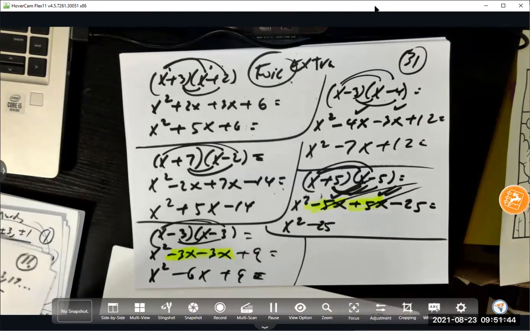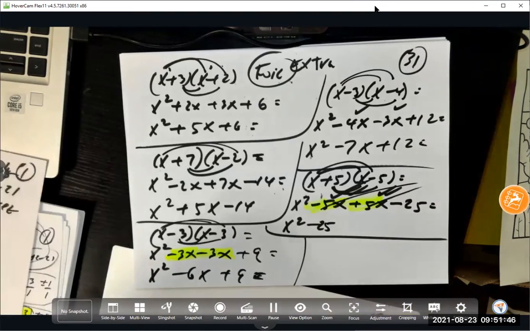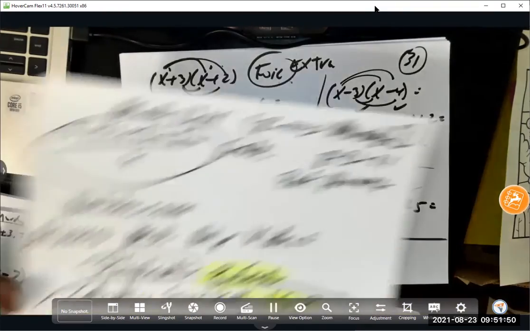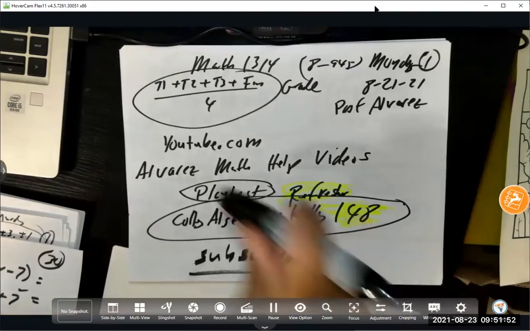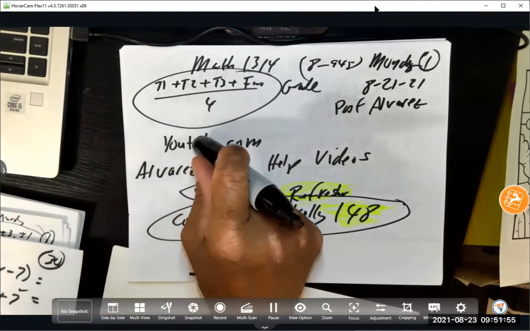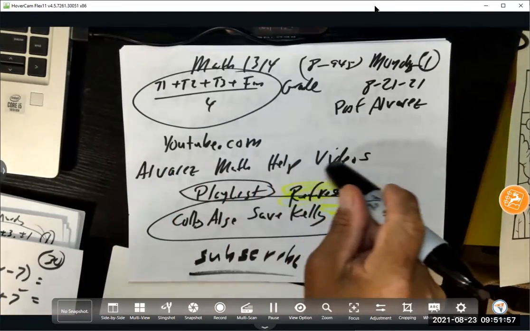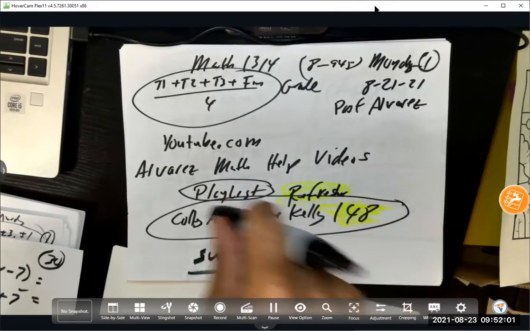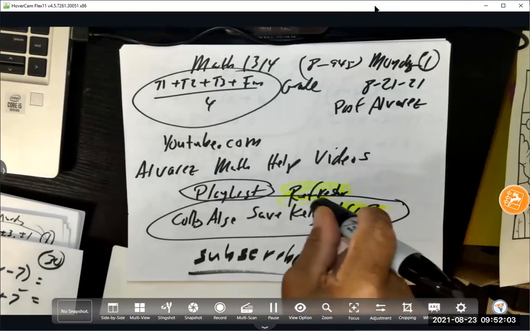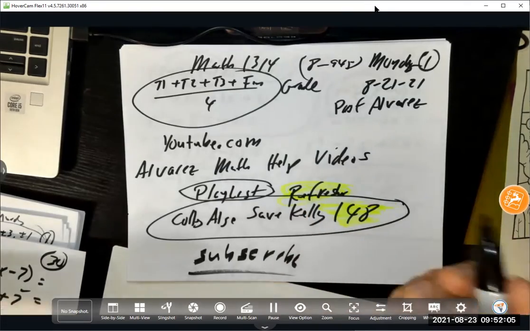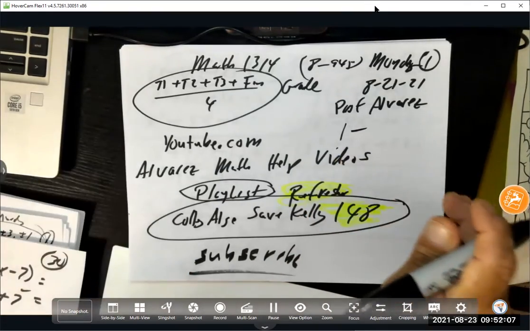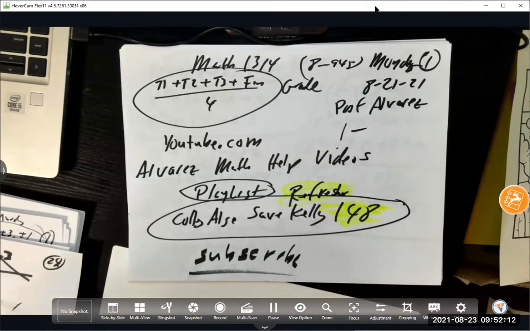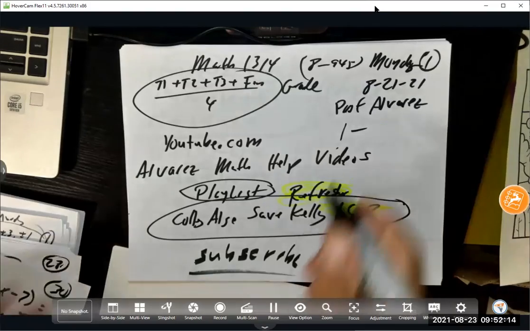So let's go back to the first page here. I'm going to stop there and turn that one. I want you to go to youtube.com, Alvarez Math Help Videos, go to playlist. Once you get there, go to the one that says refresher, college algebra, Kelly 148, and look at the questions. Today we did 1 through, I don't know what's the last one we did, 46? I think so. We did 1 through 46.